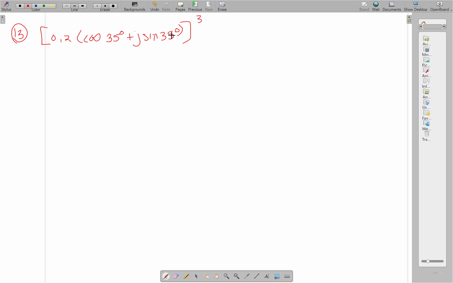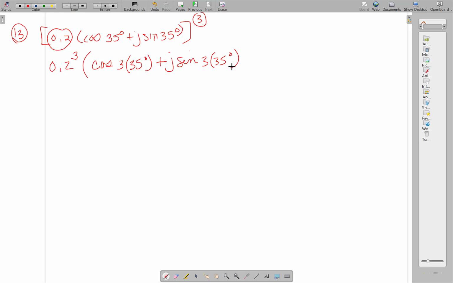So de Moivre's theorem says here's what you do. You take the r, 0.2, and you raise that to the third power because we're raising the whole thing. So just raise that to the third power. But when you go to do your angles, you actually do times. You take the power 3 times 35 degrees plus j times the sine of 3 times 35 degrees.